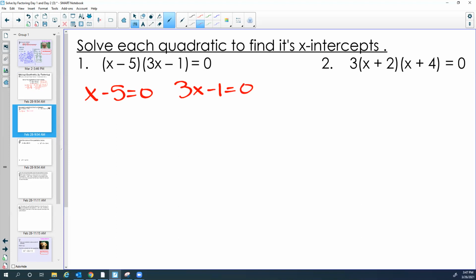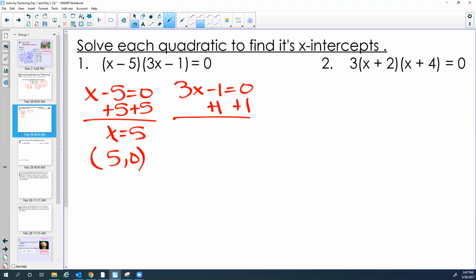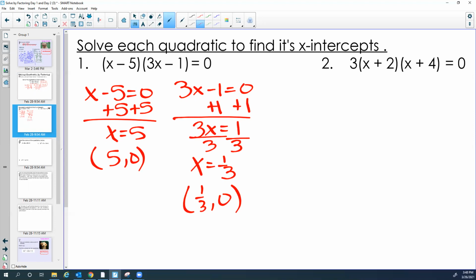And again, we're just solving for x on both of these. Add 5 to both sides, I get x equals 5. So that one is 5, 0. The one on the right, I add 1 to both sides. 3x equals 1, divided by 3, x equals 1/3. So 1/3, 0.